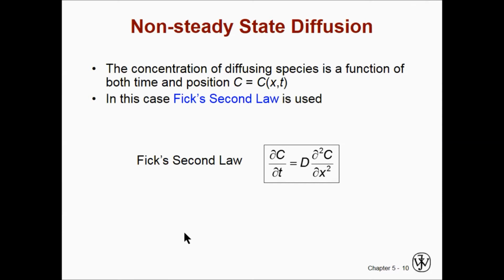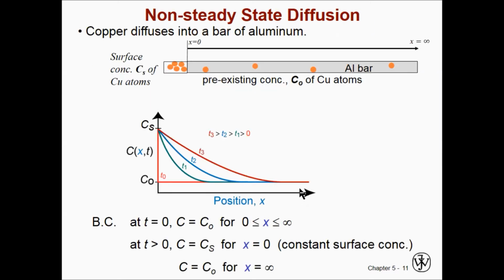Now for non-steady state diffusion, keep in mind that it changes with position and time. So we have a different kind of equation which we call Fick's second law. But don't be afraid, we will apply some boundary conditions to this equation and it will be much more manageable for us. So first, let's do some introductions.